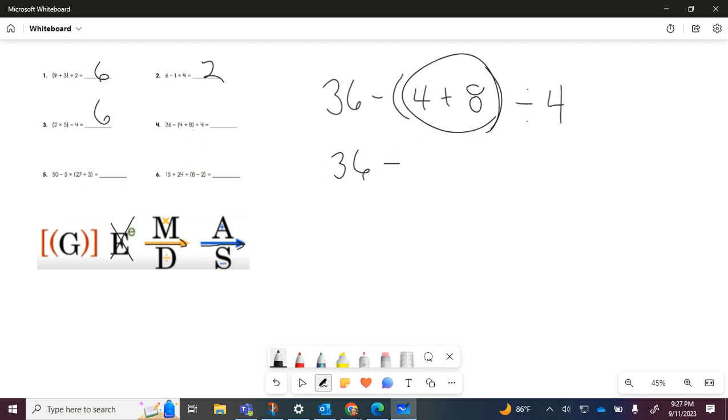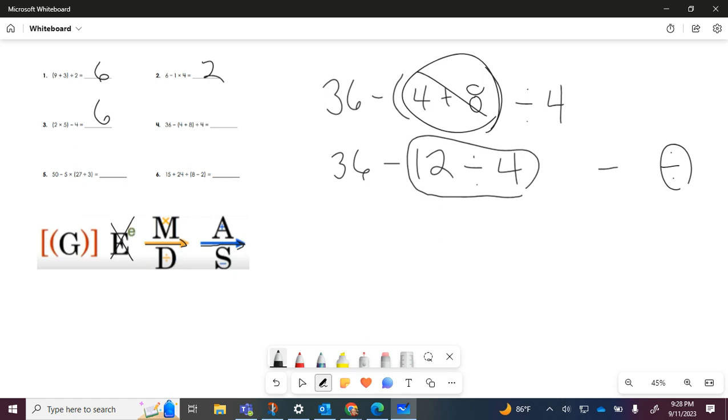36 minus, instead of saying 4 plus 8, I'm going to put the 12, cross that out, and then I still need the divided by 4. So if I look at the operations now, I've got subtraction and I've got division, and the division comes before the subtraction. So I'm going to do this part first, and bring everything else down.